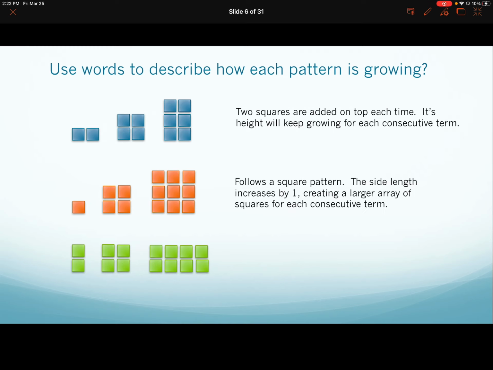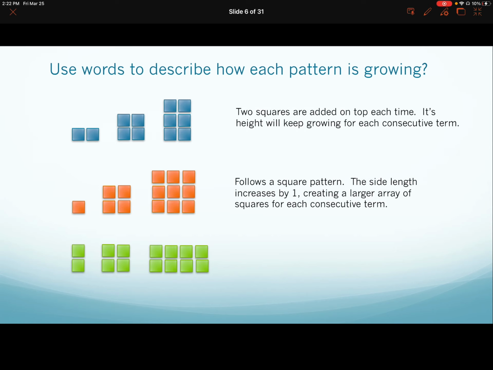okay, we see a square pattern, right? And it looks like the square side length is growing for each term. So the side length increases by 1. So we have a 1 by 1, then we have a 2 by 2 square, and then we have a 3 by 3. After that, if I had to make predictions, I'd say 4 by 4, 5 by 5. You guys get the idea.